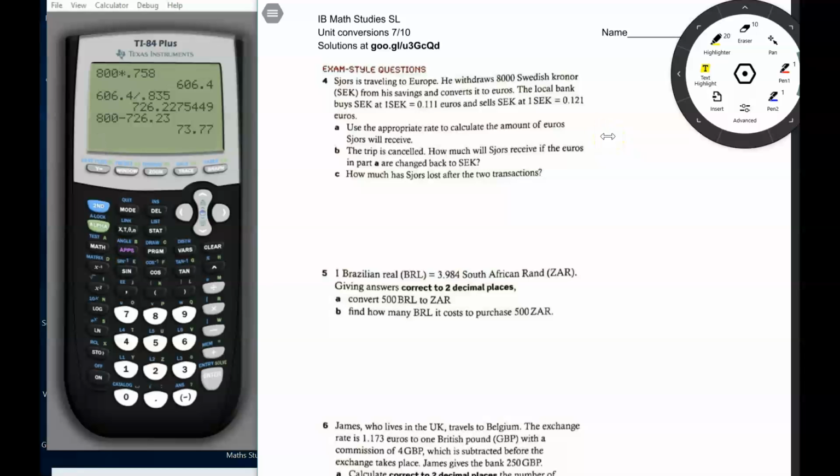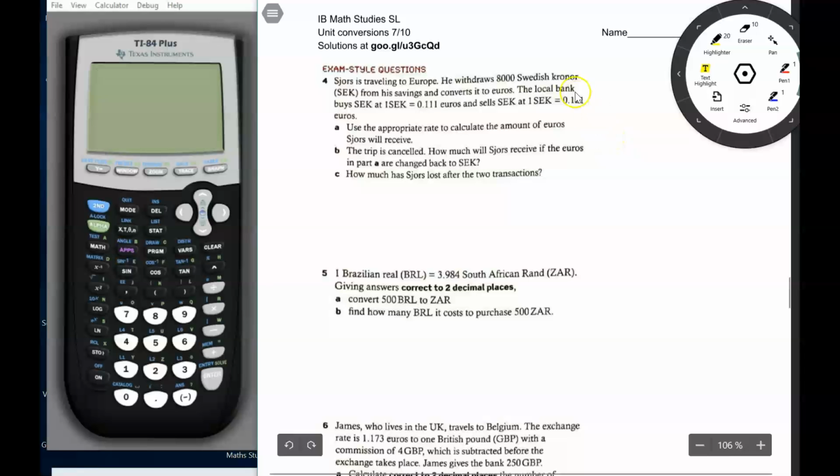Okay, page 7 of unit conversions. Sjors, how do you say that? Sjors is traveling to Europe. He withdraws 8,000 Swedish kroner from his savings and converts it to euros. The local bank buys SEK at 1 SEK equals 0.111 euros.